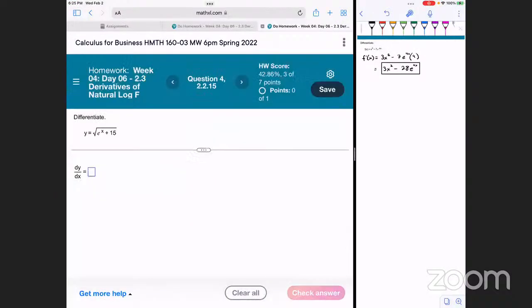Let me see the time. We got another 10 minutes for the first half of class. Differentiate, yeah, let's see. This one is the chain rule. Let me write it out because I feel like I'm trying to do it in the little box too much.